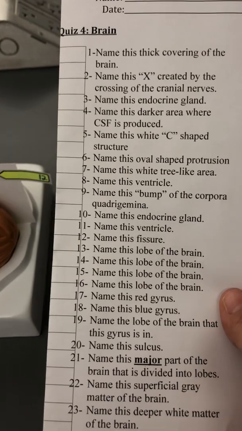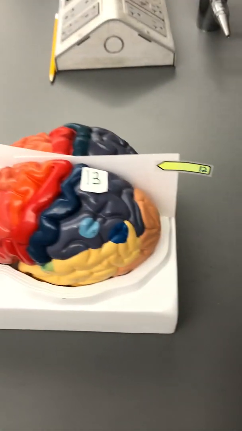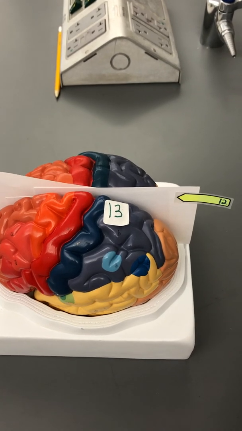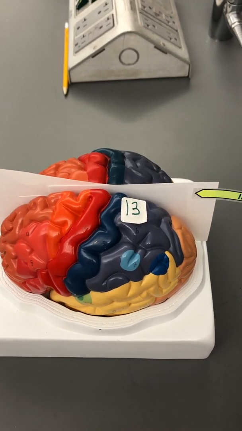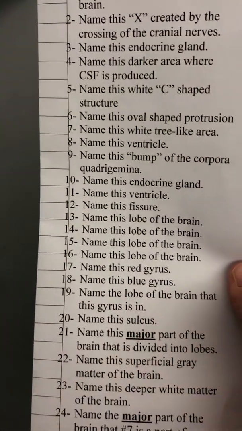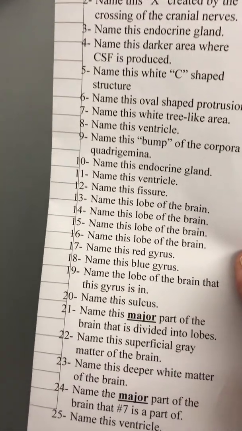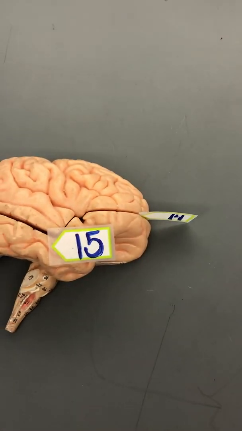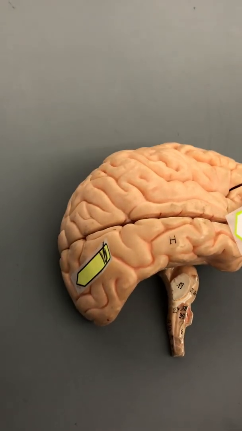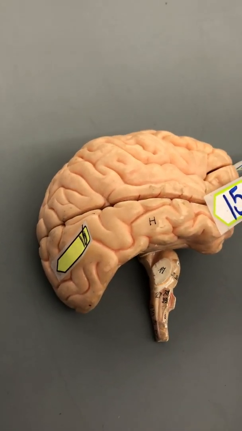12, name this fissure. This is the longitudinal fissure. And 13, the lobe of the brain is the parietal lobe. 14, 15, and 16 are all lobe questions. 14 is the frontal lobe, 15 is the temporal lobe, and 16 is the occipital lobe.